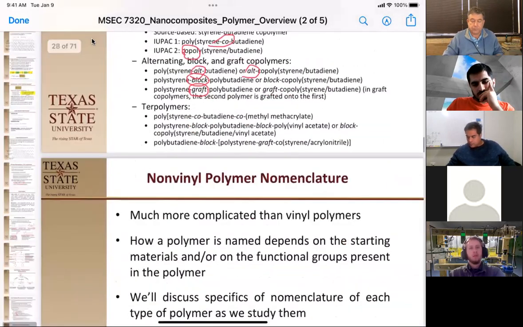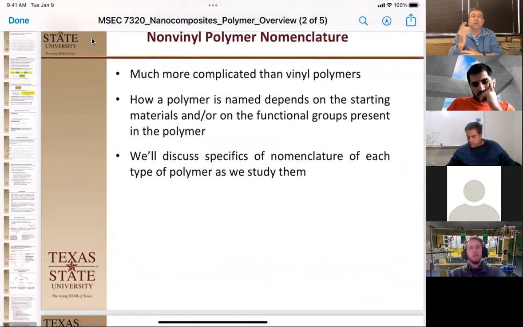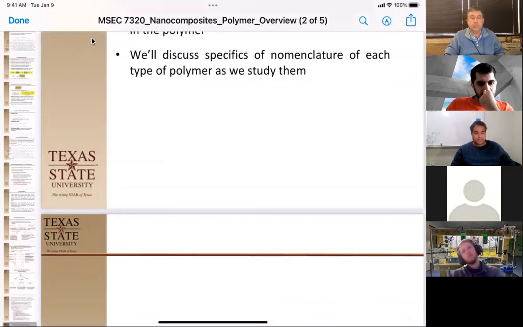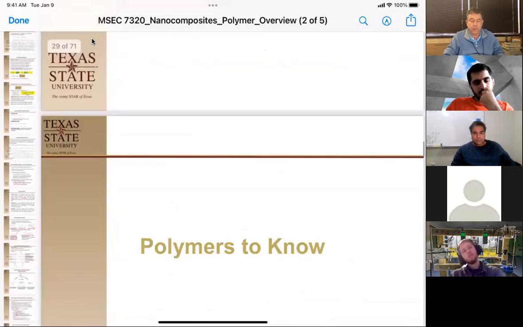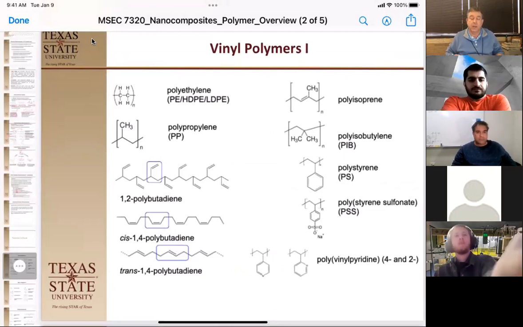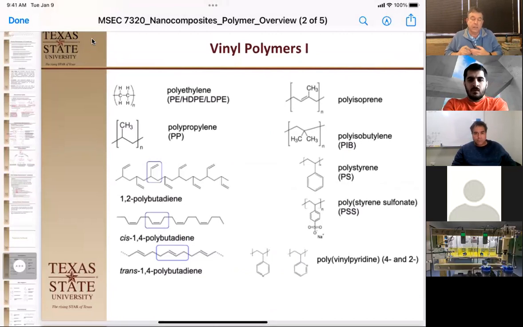For the step growth polymers, it's even more complicated because sometimes it's based on what you started with, sometimes it's based on the functional group, sometimes it's just based on whatever the engineer wanted to name it that day or the sales team wanted to name it that day. So we'll talk about a few of those as we discuss them. Like polyethylene terephthalate is one of the ones that has a number of names that we can use. So these are ones that we should become familiar with because these are the most common that we'll see in our nanocomposites.